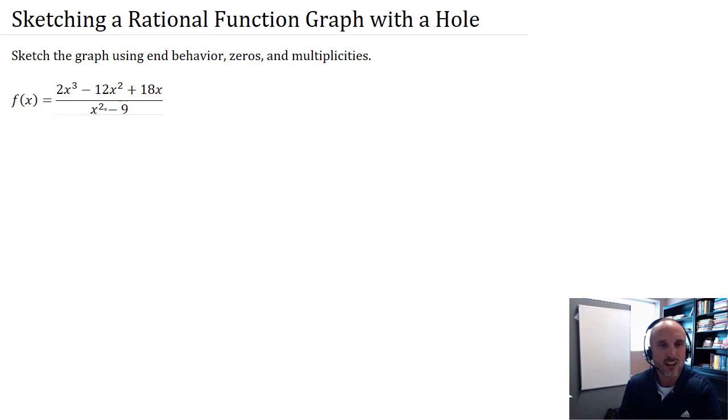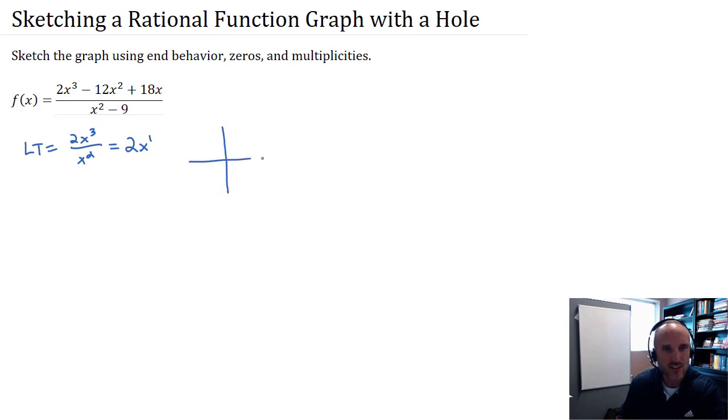It's not factored, so it's going to be easy to get our leading term here. On the top, the leading term is 2x cubed, and on the bottom, the leading term is x squared. If we reduce that, our coefficient is 2, and x cubed divided by x squared is just x to the first. So our end behavior is based on a leading term of 2 times x to the first, which is like a straight line. It's going to grow positive on the right and grow negative on the left. So that's our end behavior.